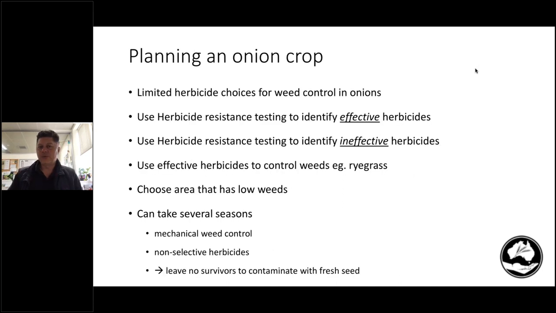So, planting an onion crop, I went through and had a look at all the herbicides that are registered in onions, and there's not a lot there. So you want to make sure that when you're using a herbicide, it will control that weed. I offer a service, herbicide resistance testing, which allows you to identify which herbicides are still effective, and the ones that are effective can be used in the crop. But it also identifies which herbicides are ineffective.